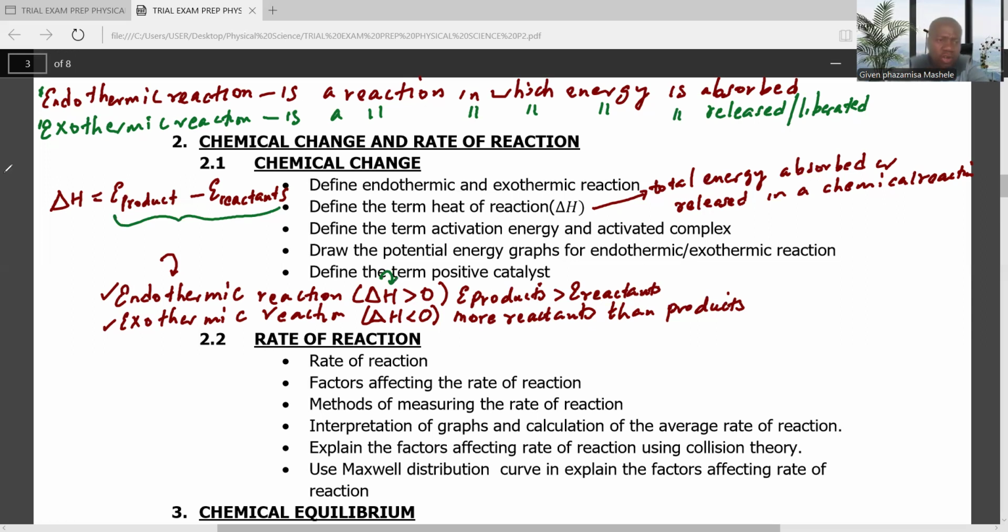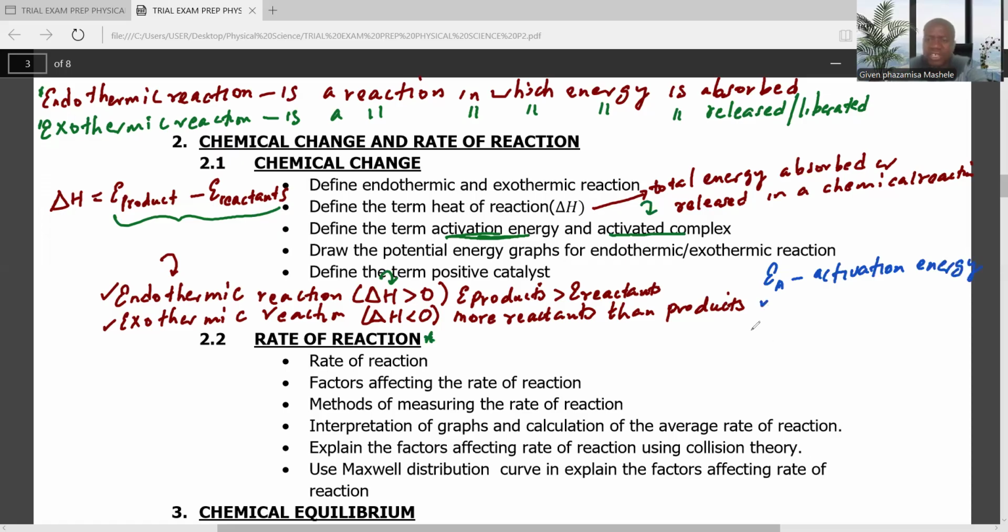Again, we have what you call the activation energy and the activated complex. And this activation energy, we also spoke about it under the rate of reaction, where we talked about explaining collision theory in terms of the addition of a catalyst. A learner needs to be able to define what an activation energy, the EA, is. So these are some of the terminologies that you need to know.